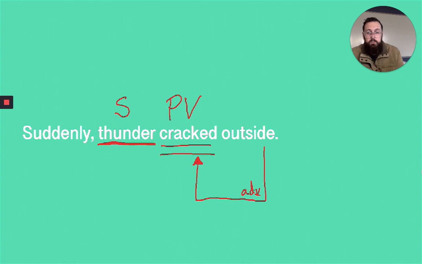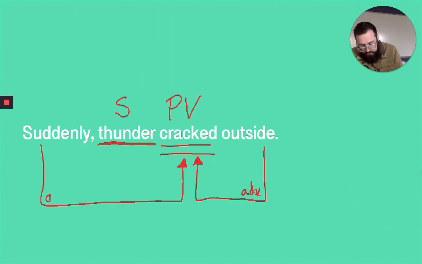Suddenly tells me when the thunder cracked. So when it cracked. So I'm going to do the same thing. I'm not going to connect the two. I'm going to create a whole new arrow like that. And I'm going to put my ADV in the left-hand corner this time. Whatever is opposite of the arrow, you write your ADV in that opposite corner. So I like this one because it shows you that nice contrast that you needed to see.